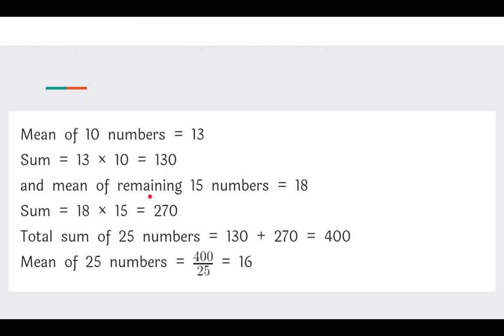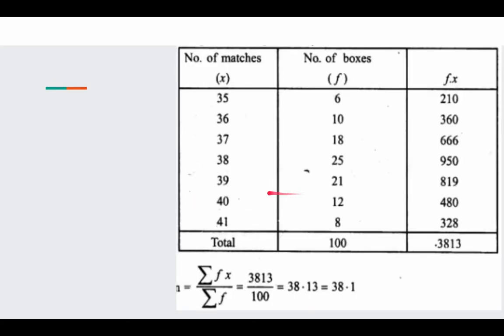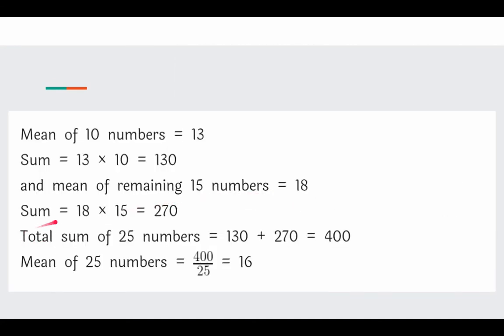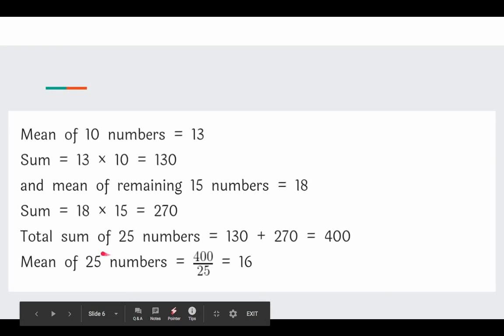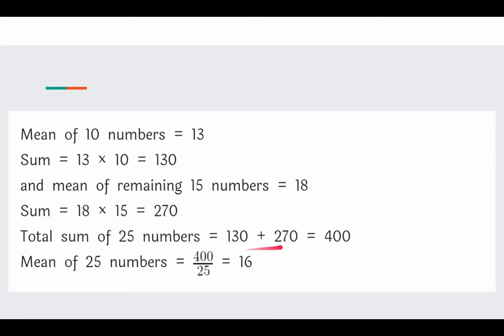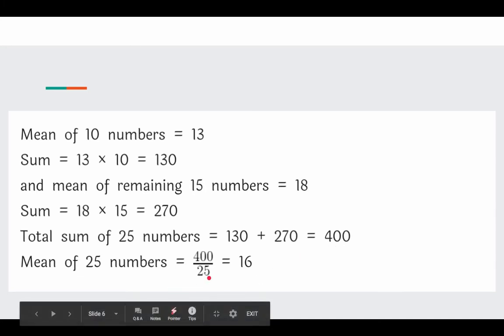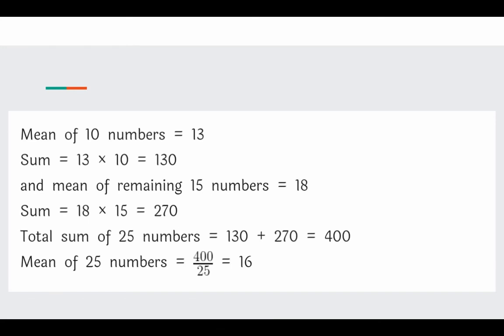Remaining means 25 minus 10, that is 15. The mean is 18. So, what is the product we get? What is the sum of all observation we get? Number of observation 15 into the mean 18, it comes out 270. So, that means total sum of 25 numbers is 130 plus 270, which comes out 400. How many students? How many numbers? 25. What is the sum? 400. So, the mean comes out 400 upon 25, straight away 16. Clear everyone? Sure? So this part is understood.